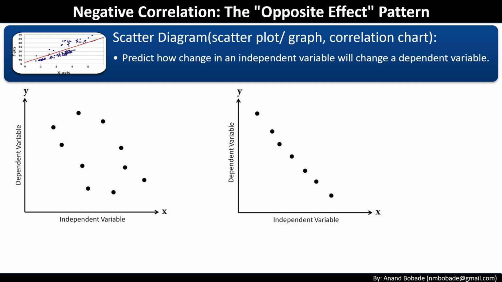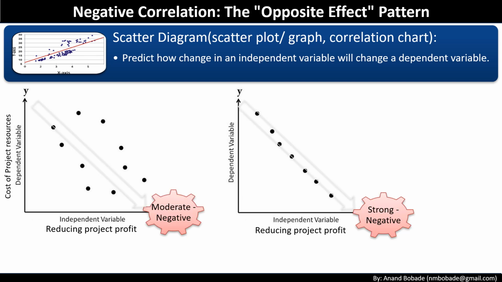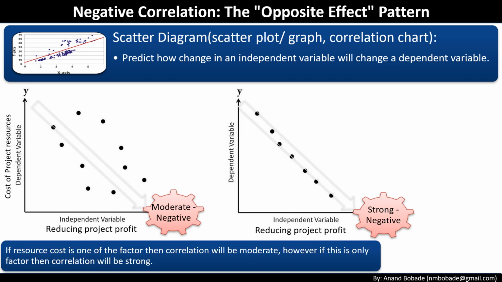We'll analyze the relationship between the cost of project resources and the project profit. As shown in the graph, as the cost of project resources increases, the project profit decreases. If the resource cost is just one factor impacting profit, the correlation might be moderate negative.